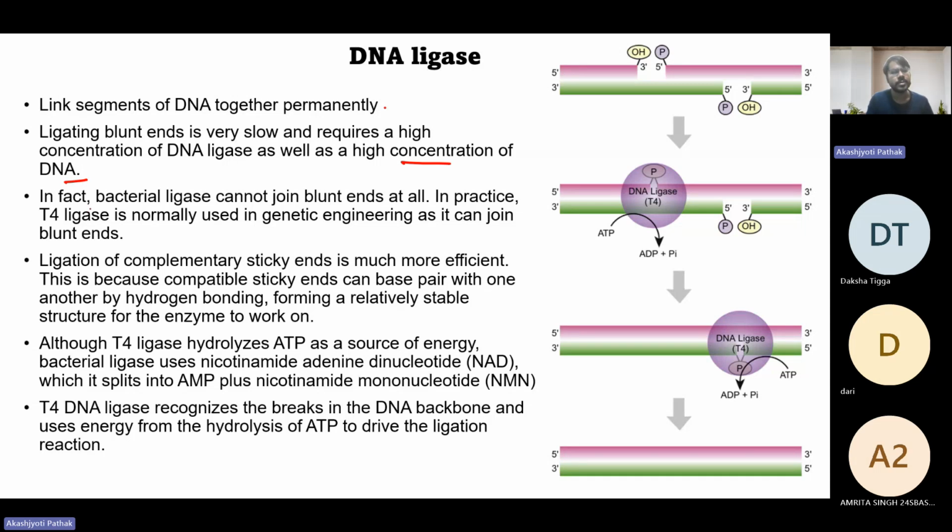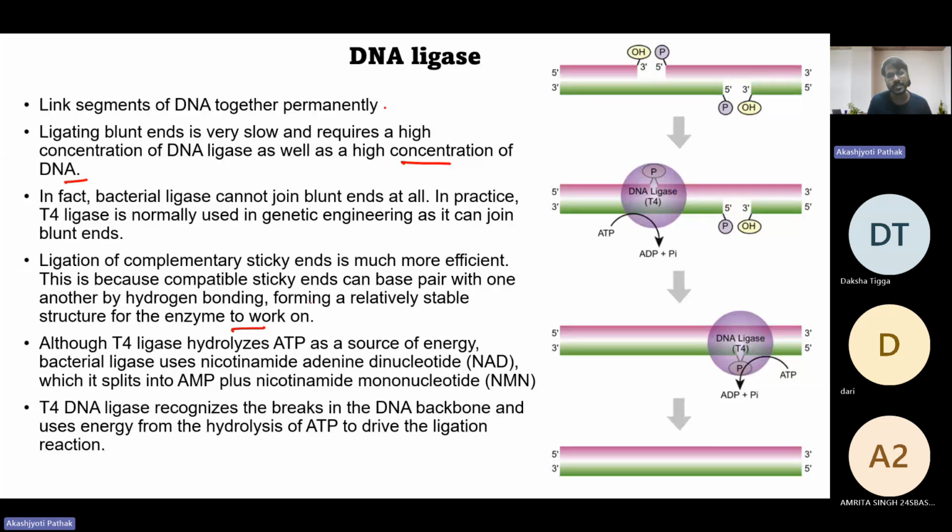Another thing is that bacterial ligase cannot join blunt ends at all. We do not use bacterial ligase in labs. T4 ligase is mainly used. T4 ligase is obtained from the T4 bacteriophage. And why is it used? Because T4 ligase can ligate both blunt ends and sticky ends very efficiently. The ligation of complementary sticky ends is much more efficient. This is because compatible sticky ends can base pair with one another by hydrogen bonding, forming a relatively stable structure for the enzyme to work on.